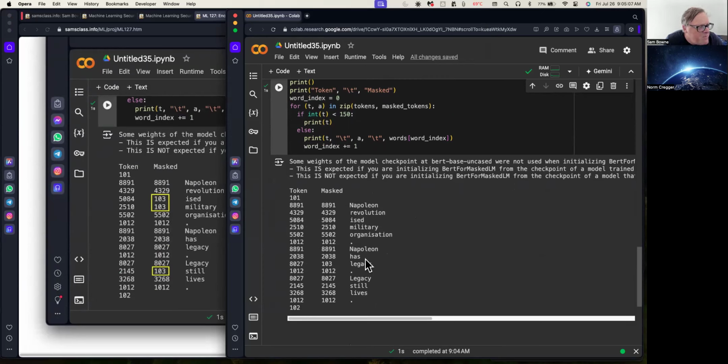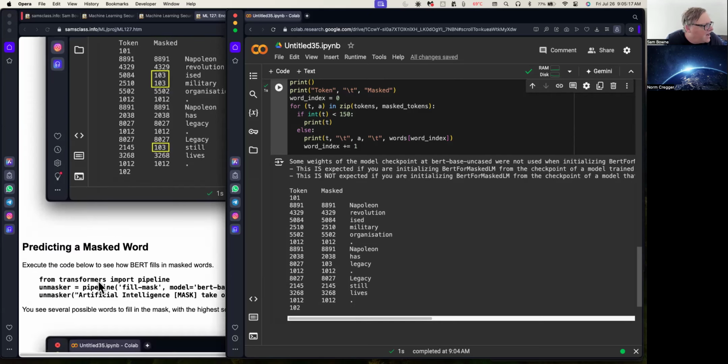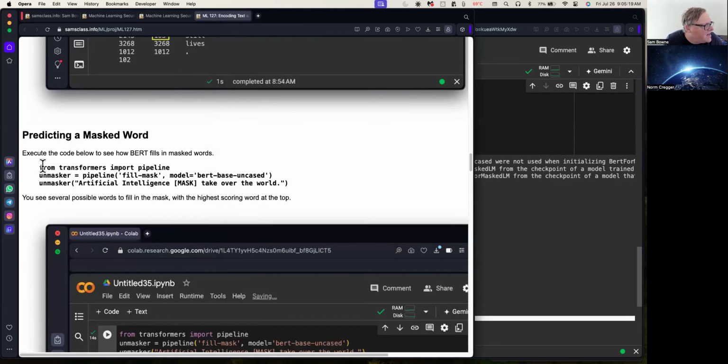So it picks 15% of the words to mask. That's how it works. And then it will try to predict this. It will learn to predict the missing word from the words around it. And that's how it learns. So now we can see how it will predict the masked word.